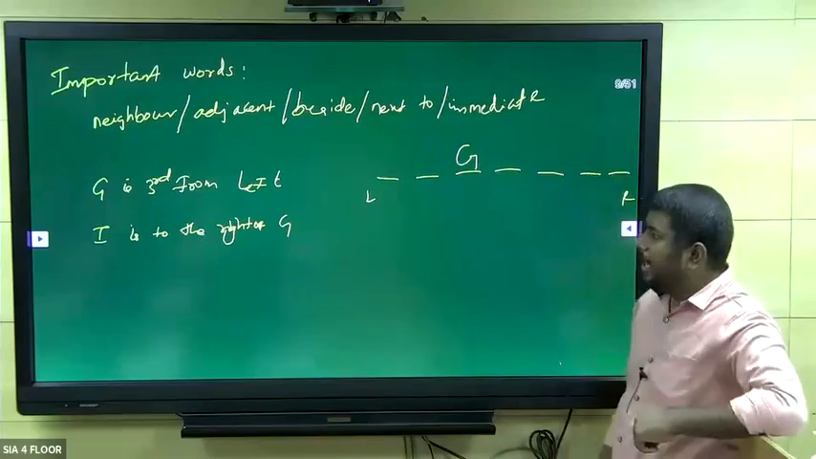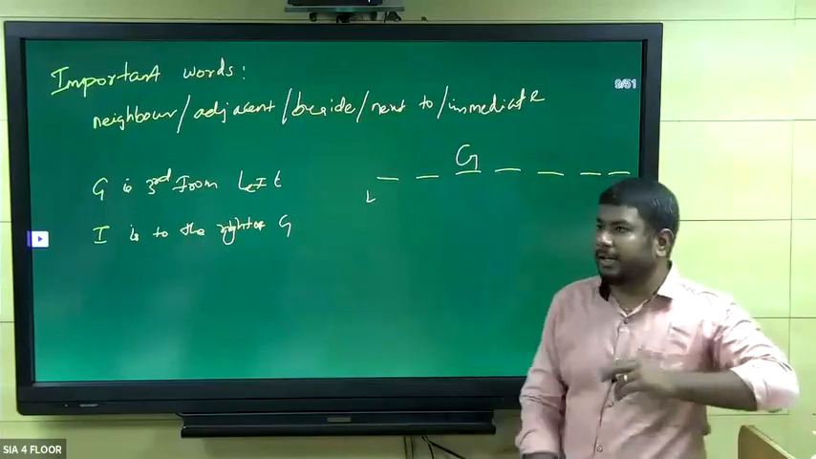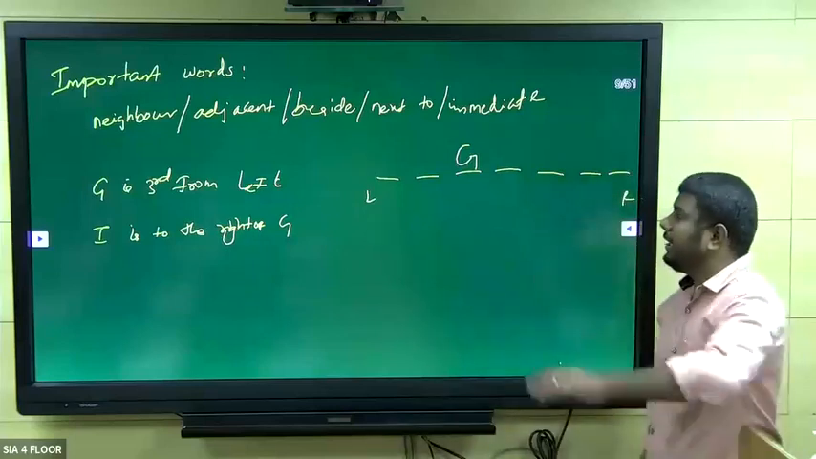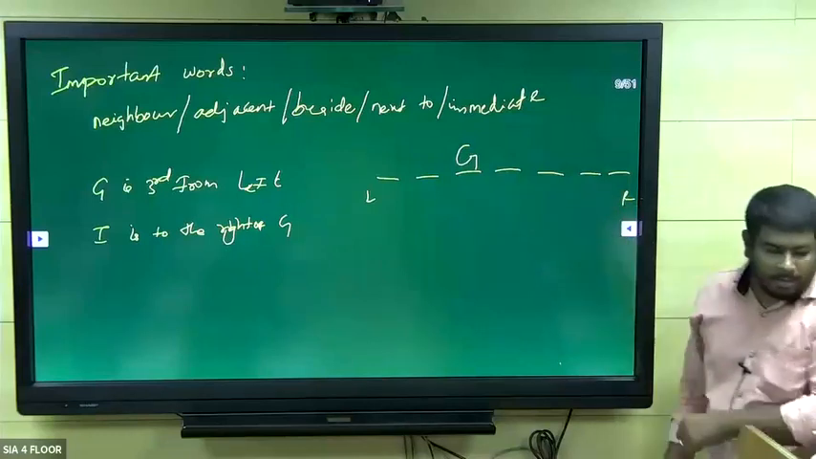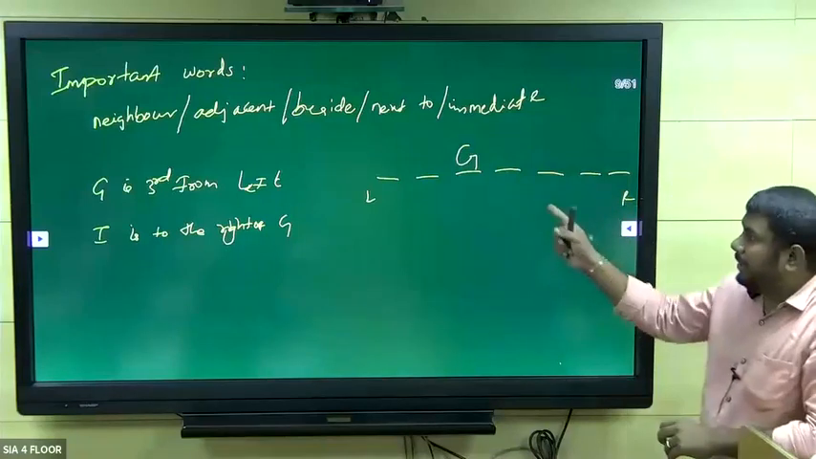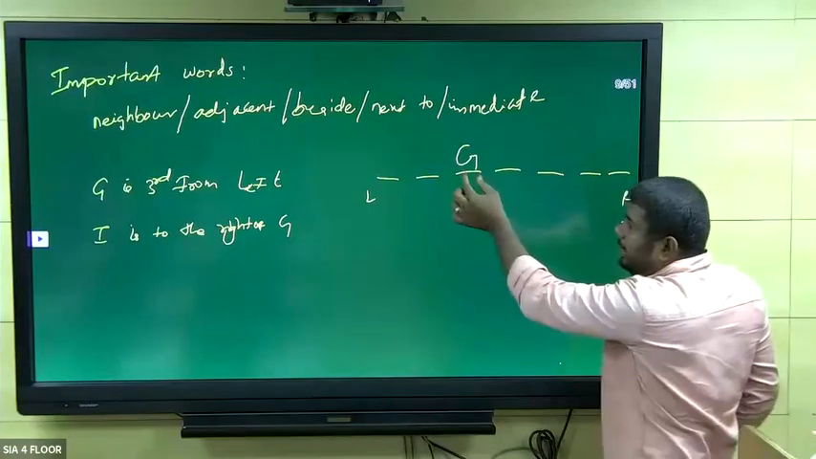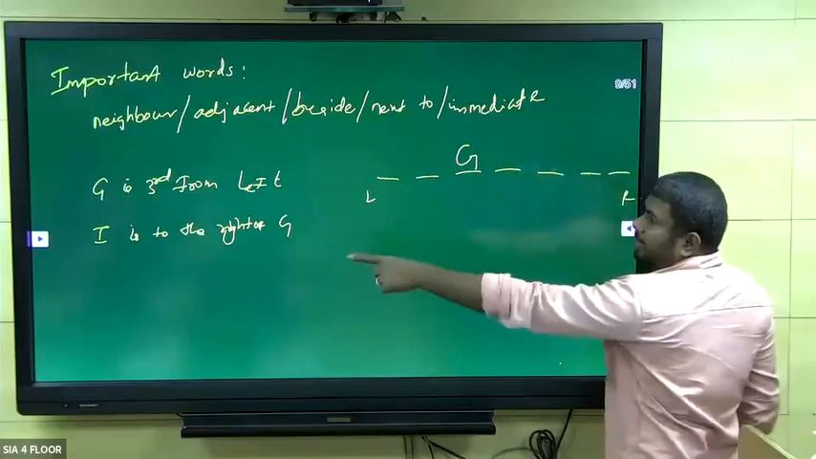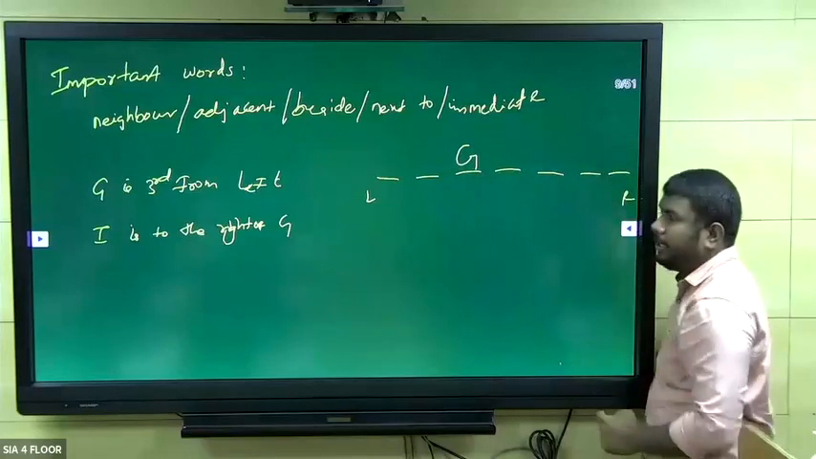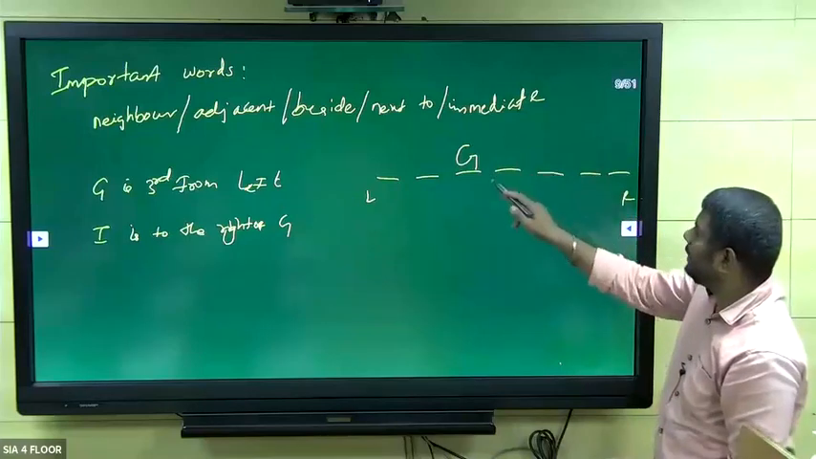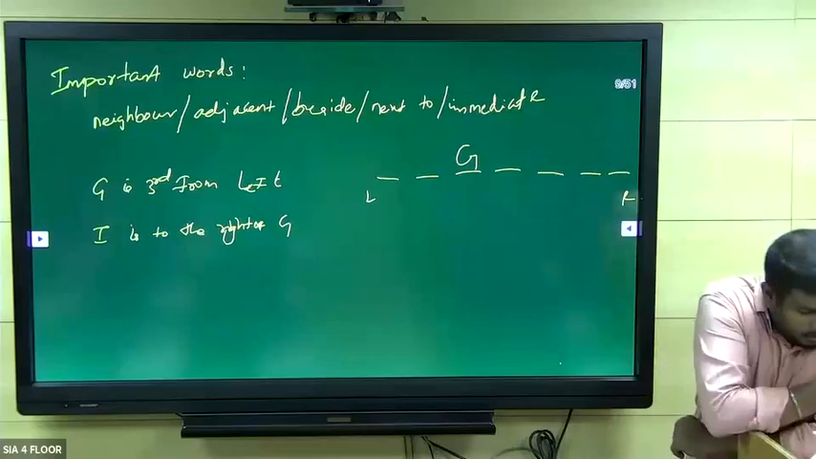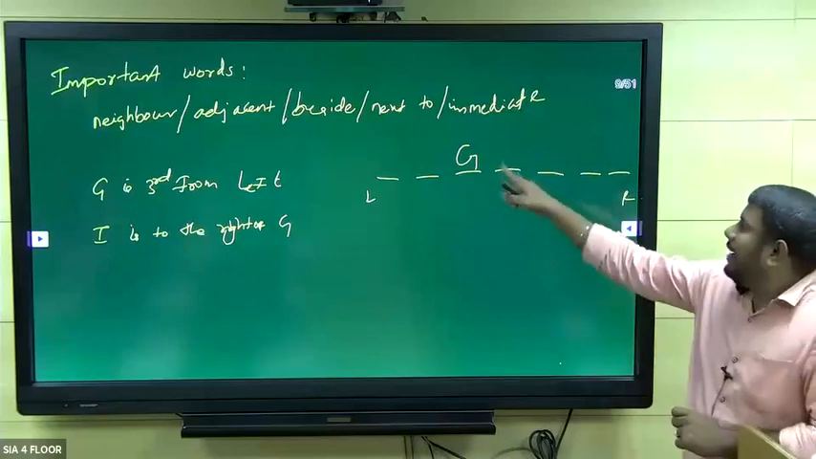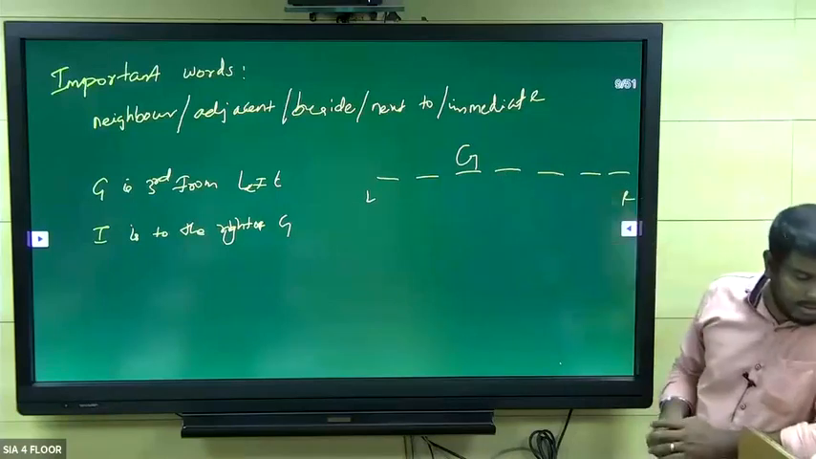Next, I is to the right of G. If that's so, then these four places, 1, 2, 3, 4, are the possible places of I, on the right side of G. They have given that I is to the right of G, so the possible positions for I are all these four places. Is it correct or wrong?